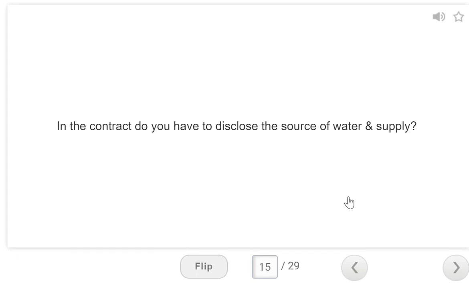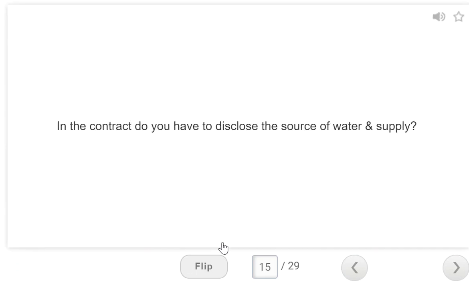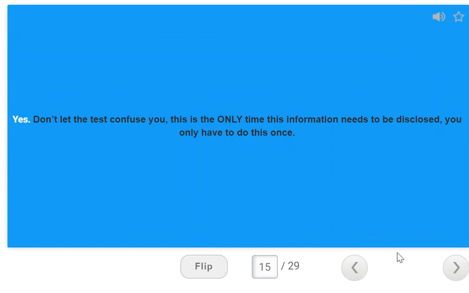In the contract, do you have to disclose the source of water and supply? That is a simple yes, you have to do this. Don't let the test confuse you. This is the only time this information needs to be disclosed. You only have to do this once. So just put the address and the name of the water provider. Unless the property is served by a well, then you have to go into more information. But just remember, for the source of water and supply, you only have to fill that out once.